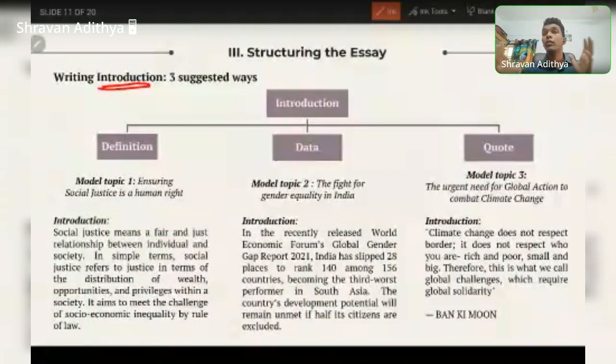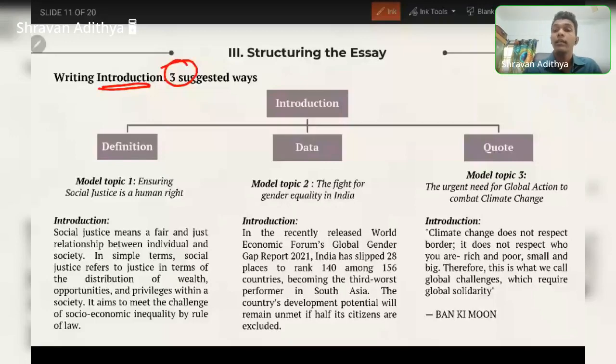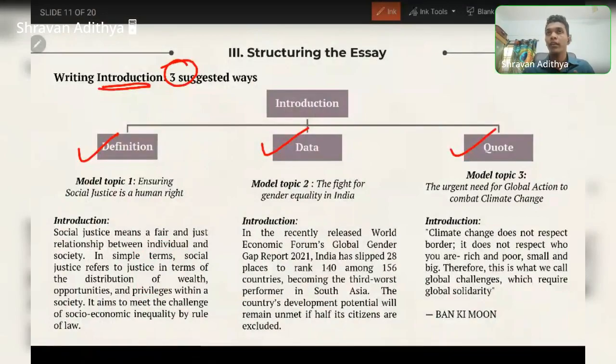So we saw the three different structures, and the first part is the introduction. I have three suggested ways that you can use, and I'll tell you how I went about writing an introduction. The first one is the definition form, the next one is the data-driven form, and the next one is a quote. These are three ways through which you can start an essay. Look at this example here.